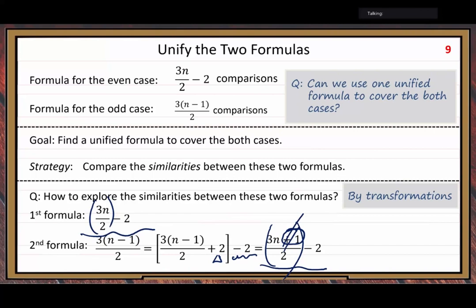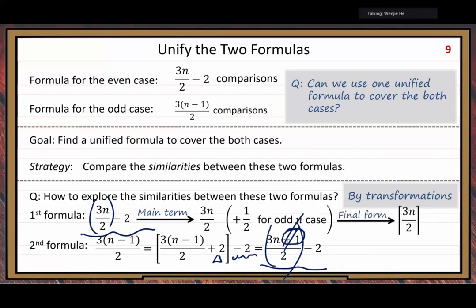So based on that understanding, our final form is the ceiling function of 3n over 2, then minus 2. So this formula covers both cases. Both cases.